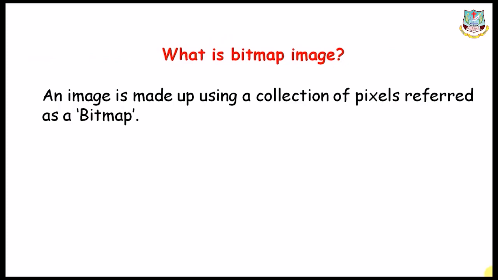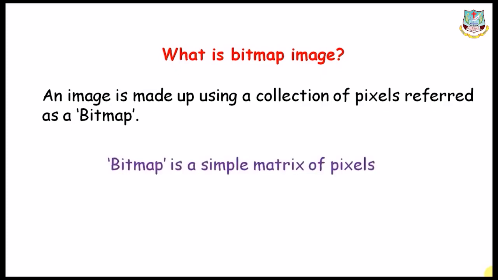So what is a bitmap image? An image made up using a collection of pixels is referred to as a bitmap. It is a simple matrix of pixels. As we saw there, it is a simple matrix of tiny dots called pixels that form a bitmap image. So you have an idea of bitmap, right? Why is it called a bitmap? We could call it a pixel itself, right? Why is it called a bitmap?